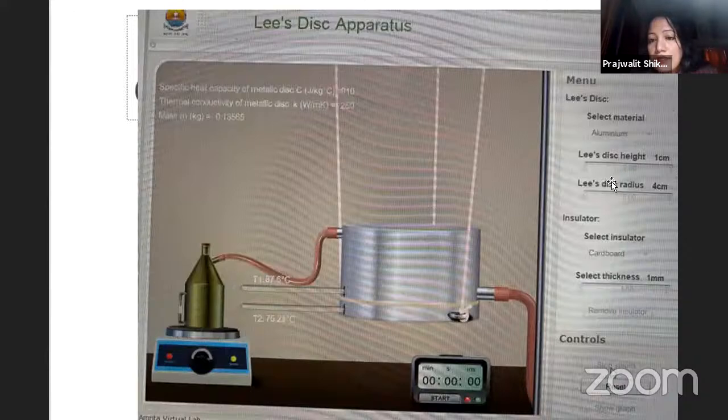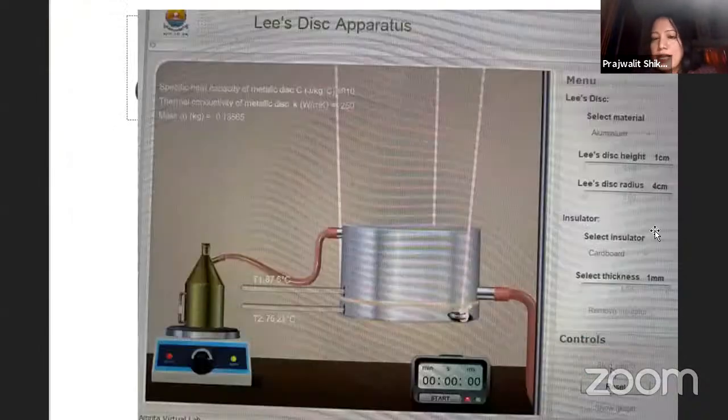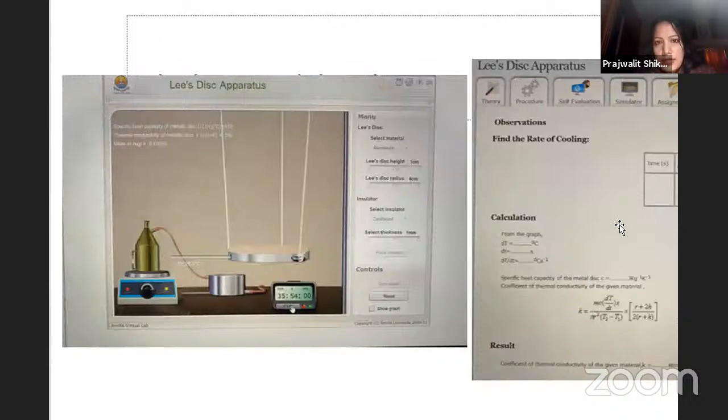Then the lees disk height can be changed, the disk's radius can be changed, and even the insulator can be changed. There are 3 insulators that we'll see, and then we can also change the thickness of the insulator. So these many variations are not possible in the real lab. Definitely we cannot change the disk height or the disk radius, because the setup is fixed. It is not possible to change, but here in VLab you can definitely change and see how it affects your result. So I'll just go back again.